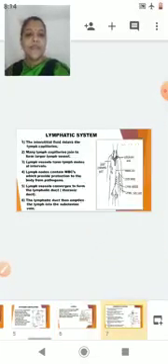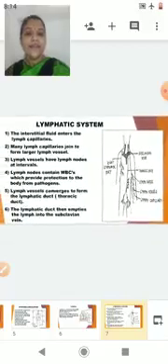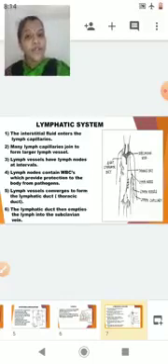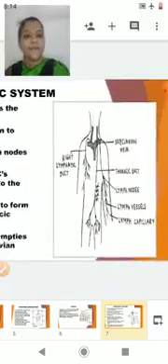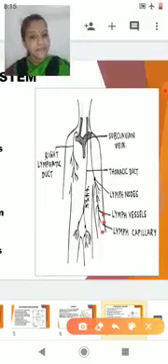Now let us study the next slide, and in the next slide you are going to study the lymphatic system. Now students, you know the tissue fluid is also called the interstitial fluid. It enters into the lymph capillaries. Here you have a lymph capillary. You can see that many lymph capillaries will unite together to form what is called a lymph vessel.